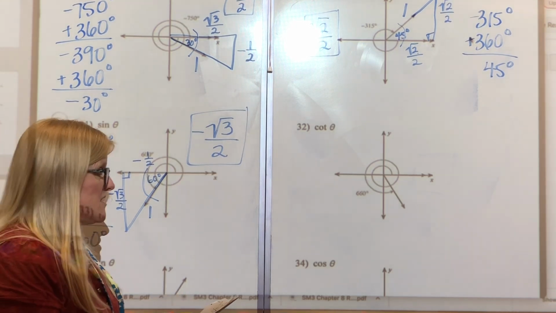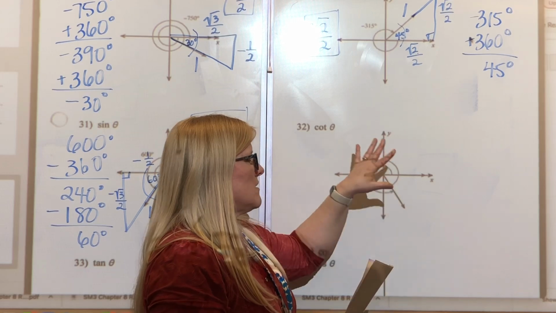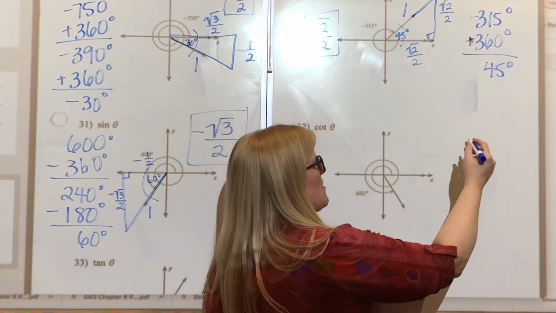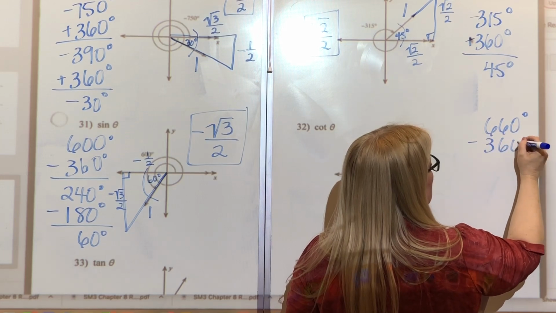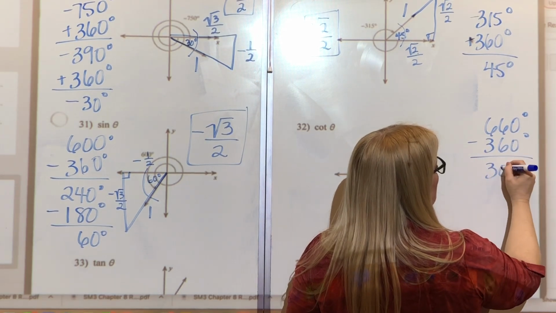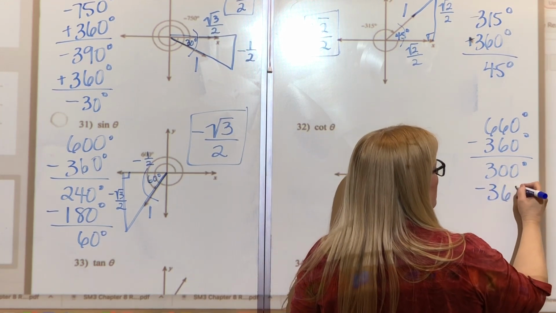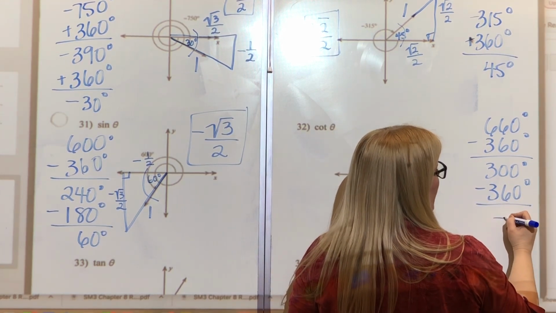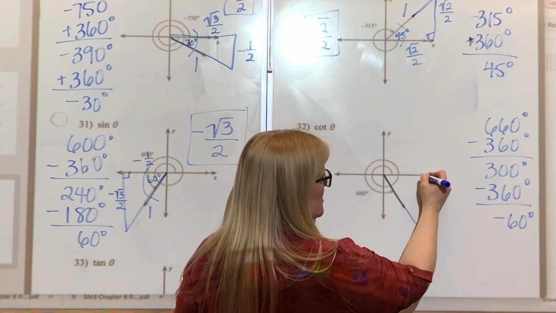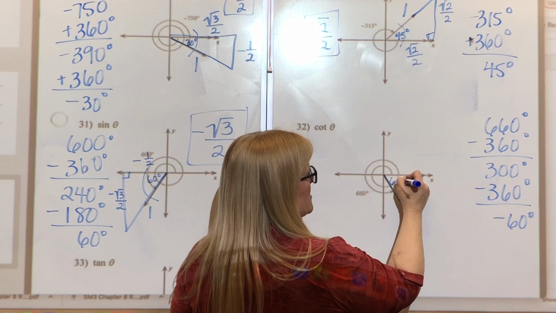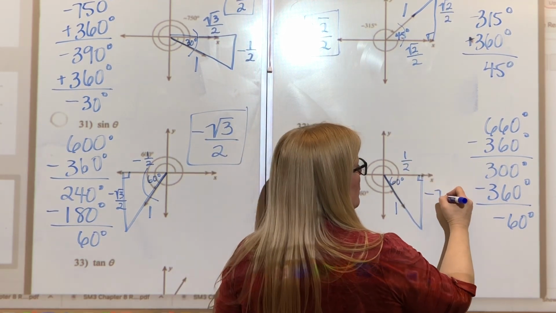Okay, cotangent. Again, I'm going to undo it so I can see better what I have. So 660 minus 360 is 300. And if I go around again, I get negative 60 degrees. And it looks like that. It looks like negative 60 degrees. So this is 60 degrees. So this is 1. This is 1/2. This is negative root 3 over 2.